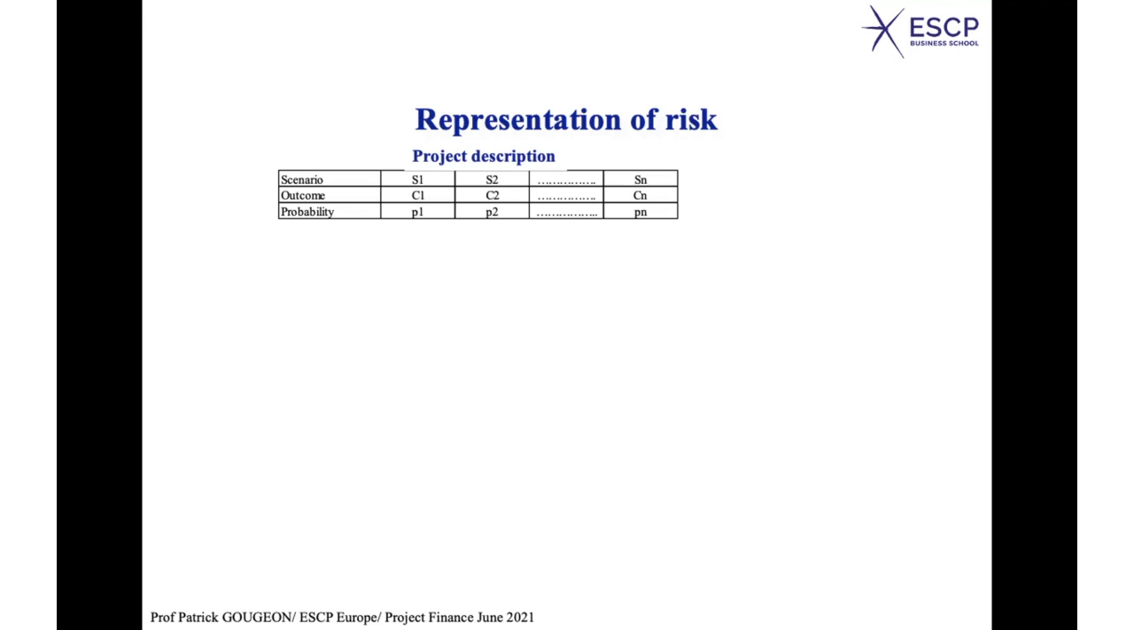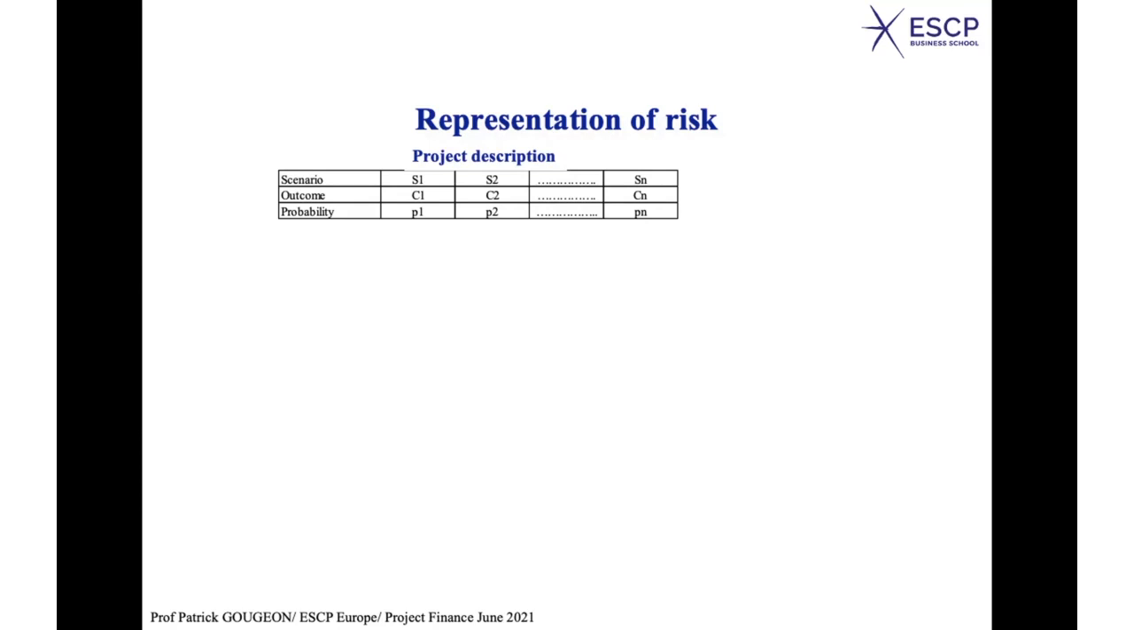And now some scenarios might be more likely than others. That's where you would add a probability for each of these. Hence, this matrix, which is one column per scenario, with a line for the number of the scenario itself, and then the outcome, and then the probability for this particular scenario.